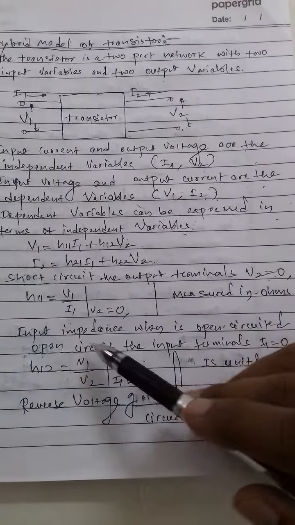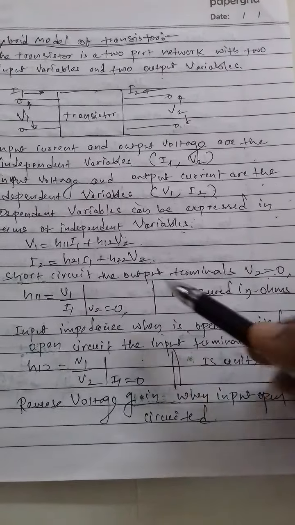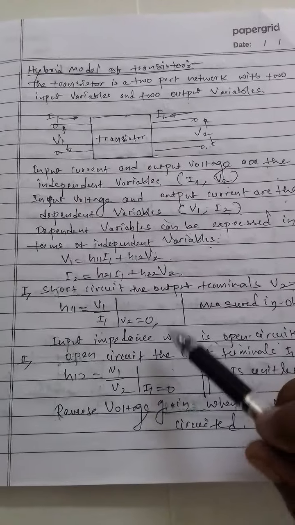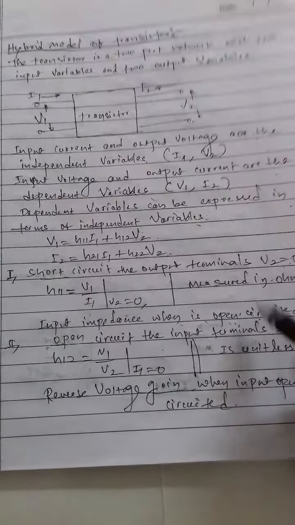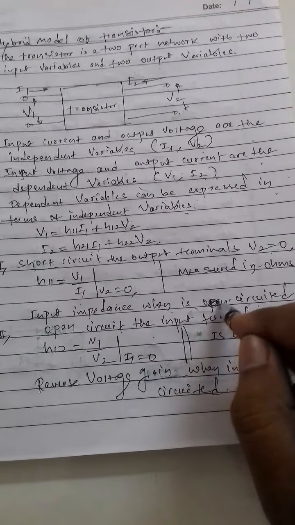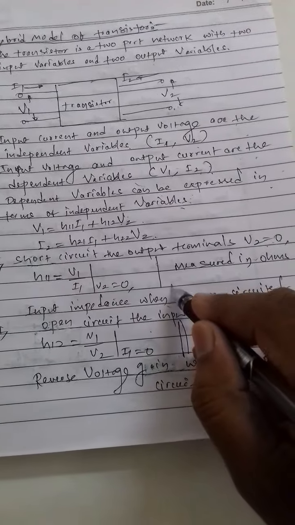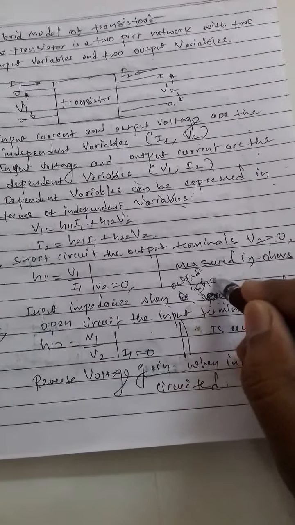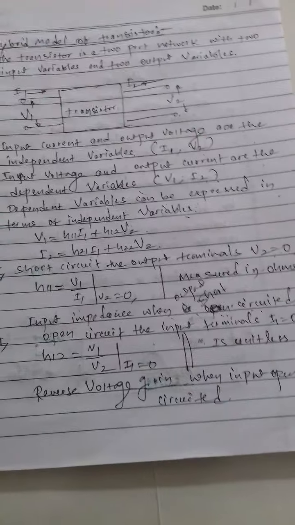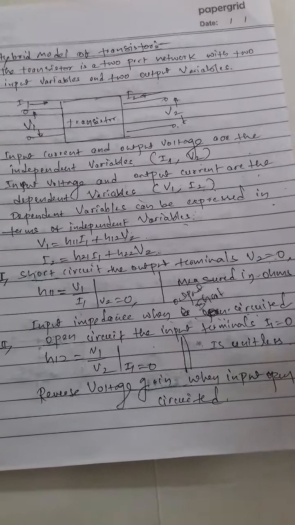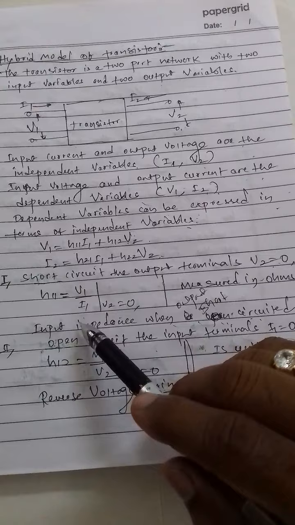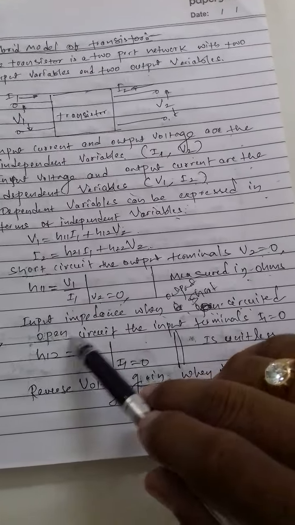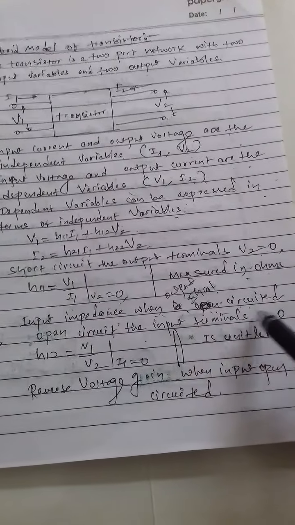This is the input impedance when the output is short circuited. H11 is equal to V1 upon I1 when V2 is equal to 0, measured in ohms, so that it is the input impedance when the output is short circuited.